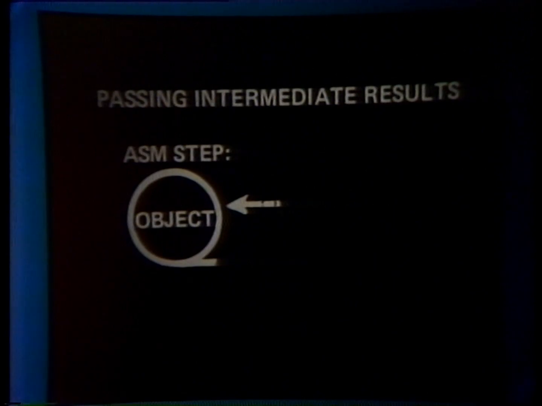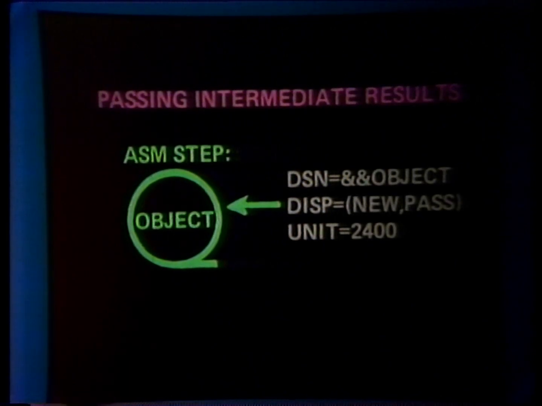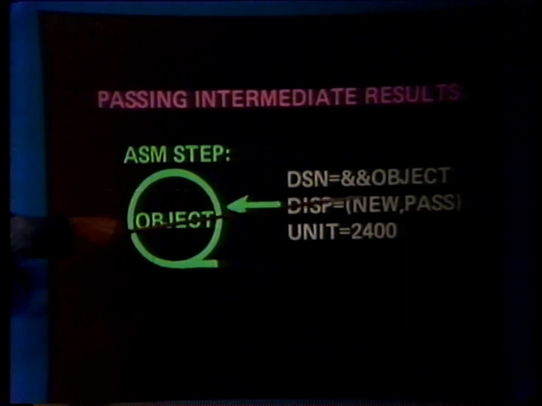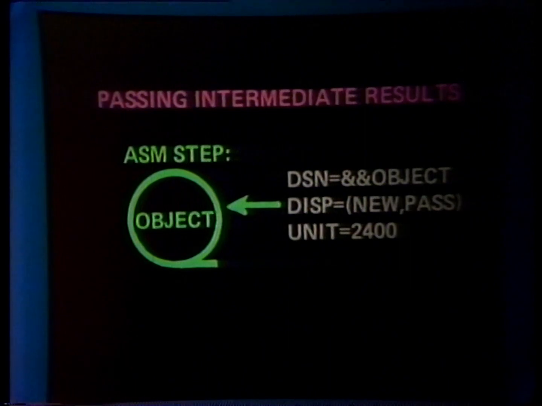In the assembler step, the object module is specified with these DD parameters. Creation of a temporary data set on tape is specified here. The temporary name object will be used to retrieve the object module in the next step. OS will select the volume since we didn't specify one here. Pass causes the unit and the volume used to be available via the pass dataset queue to the next step.